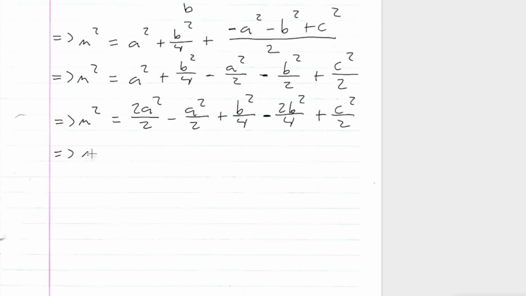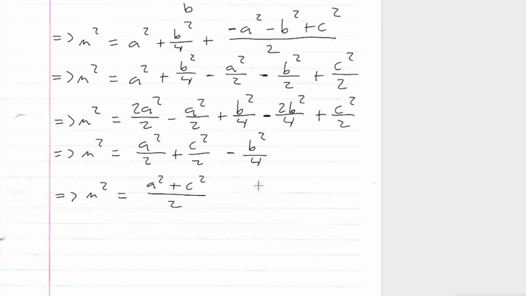All right, so this means that m squared, 2a squared minus a squared is just going to be a squared over 2, and then plus c squared over 2. And then over here, this is the one where it doesn't have a 2 in the denominator, so b squared minus 2b squared would be minus b squared over 4. Since these are a common denominator, this implies that m squared is equal to a squared plus c squared over 2 minus b squared over 4.